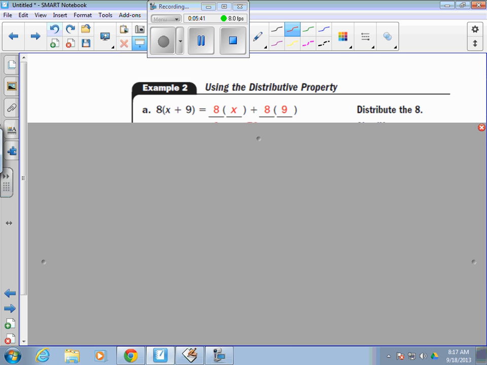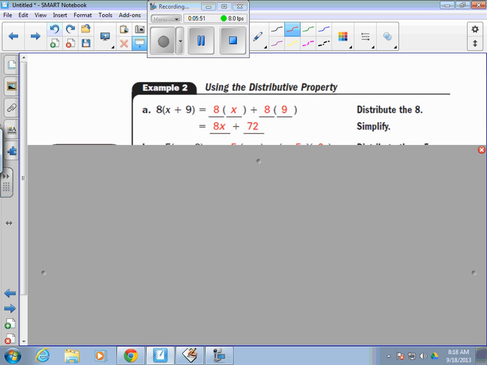So for example number 2, we have 8 times X plus 9. You have to distribute 8 to both terms inside of the parentheses. 8 times X and 8 times 9. Which 8 times X gives you 8X, and 8 times 9 is positive or plus 72.